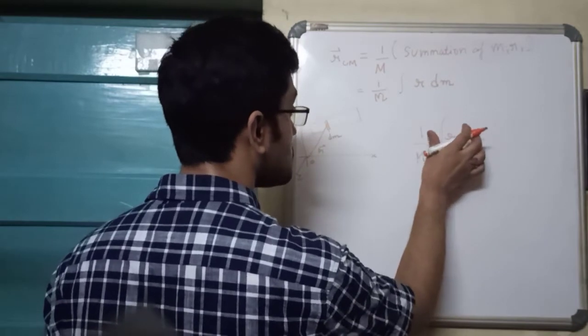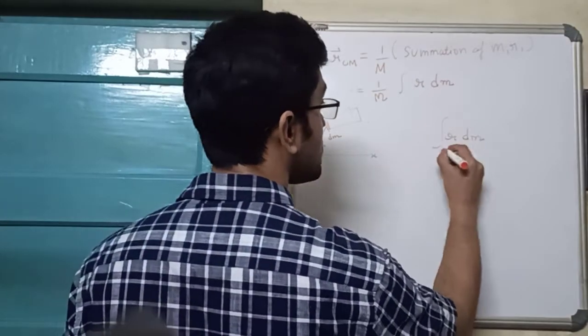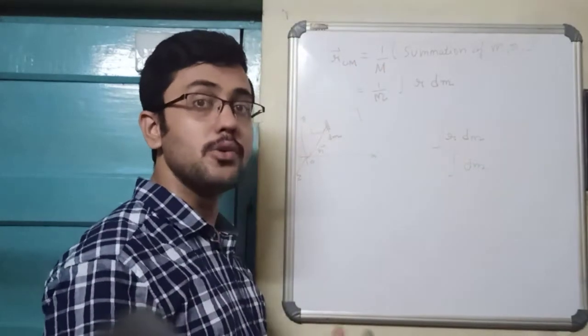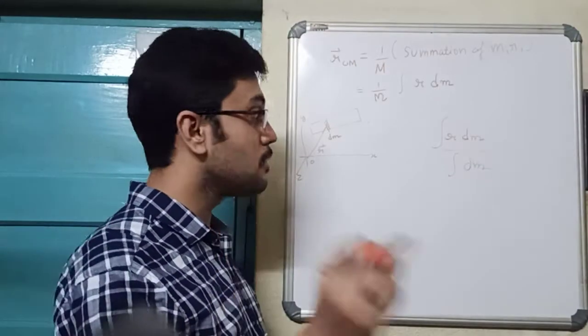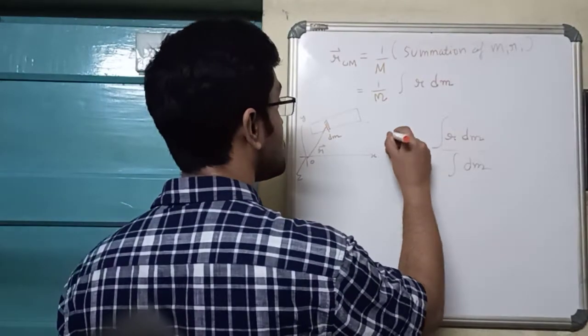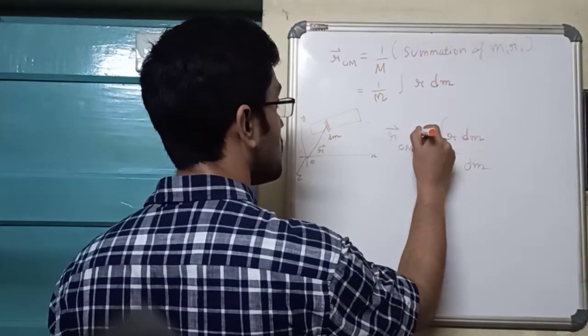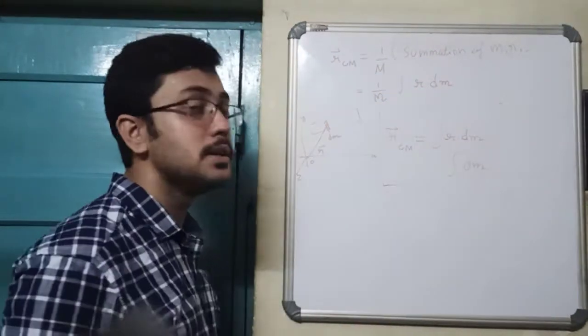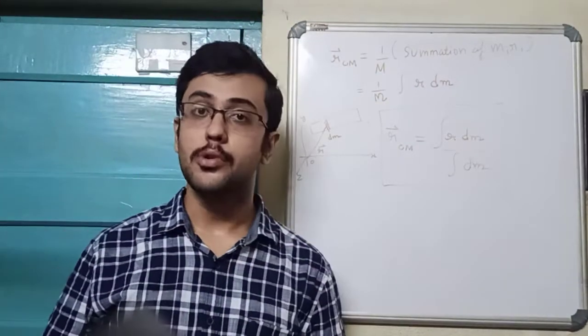Basically, total mass of the system can also be written as integration dm, because when you integrate the small bits of mass dm, you also get the total mass, and this is equal to the position vector. So this expression is for a continuous mass distribution. There we have to do the integration.